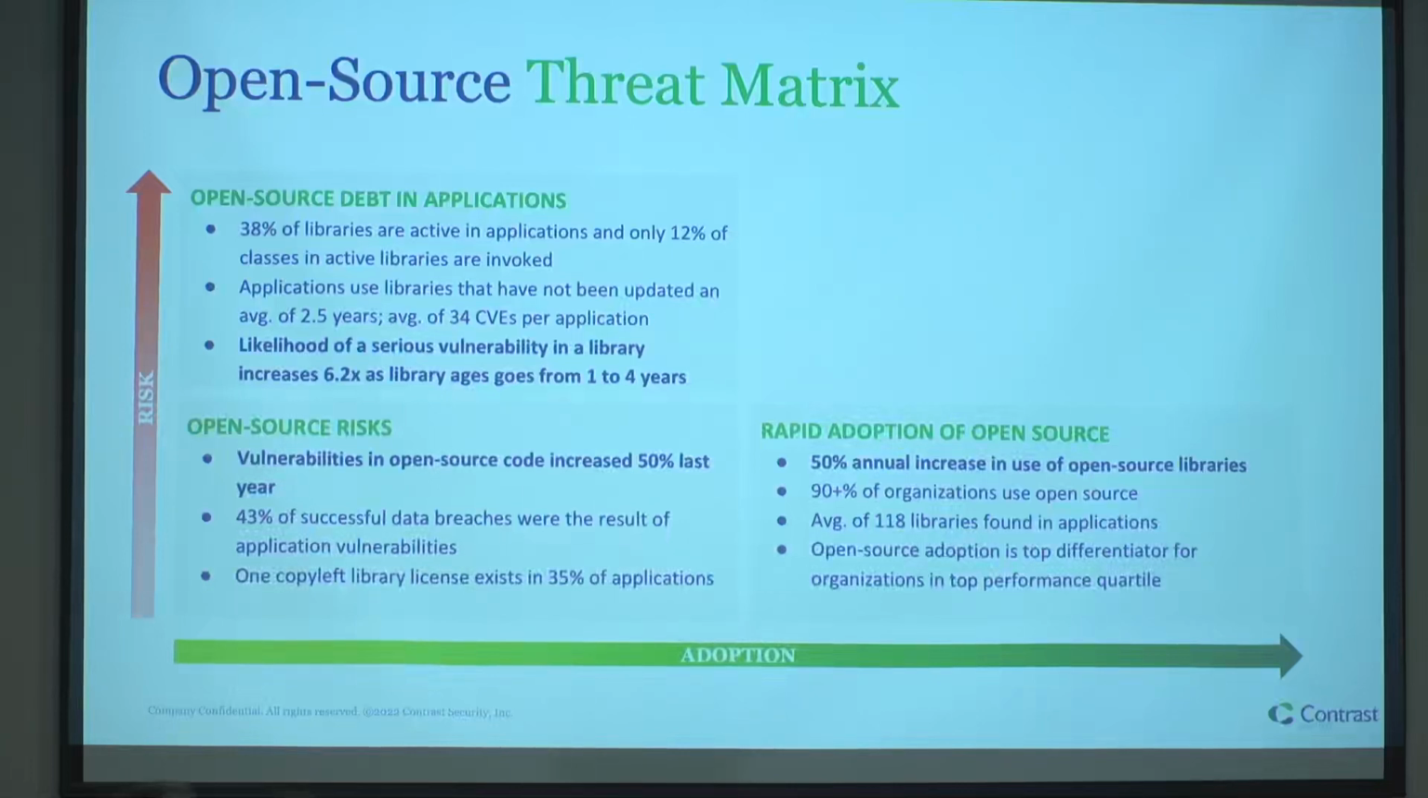GitHub, John, GitHub. You guys did a study, awesome study, that said, on average, it takes 4 years for a vulnerability to be found in open source, which is crazy if you think about it. So in those 4 years, that vulnerability has been sitting there.